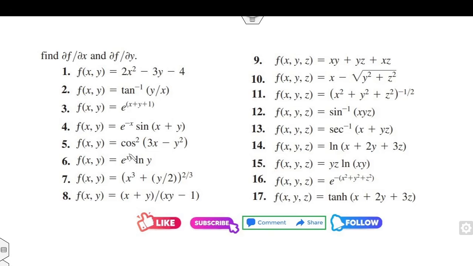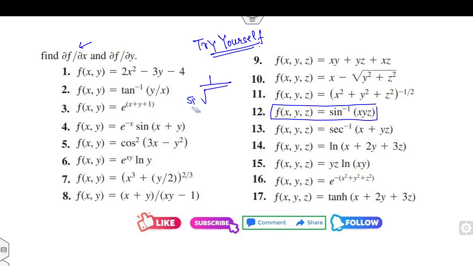Look at these 17 questions. You can easily see that these questions are exercises for you. You can try it yourself and let me know in the comment box if you have any doubt. You have to find the partial derivative with respect to x and with respect to y in all cases. For example, in the case of this sine inverse, how can you find the partial derivative of f with respect to x? What is the derivative of sine inverse? 1 over the square root of 1 minus x squared, and this is xyz squared. Now, what is the derivative of this function with respect to x, keeping yz constant? So yz is the answer.